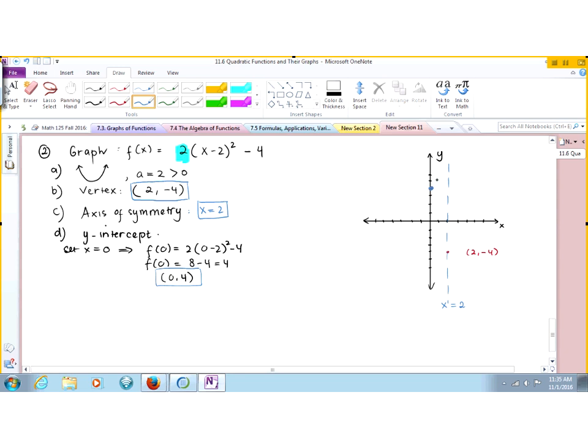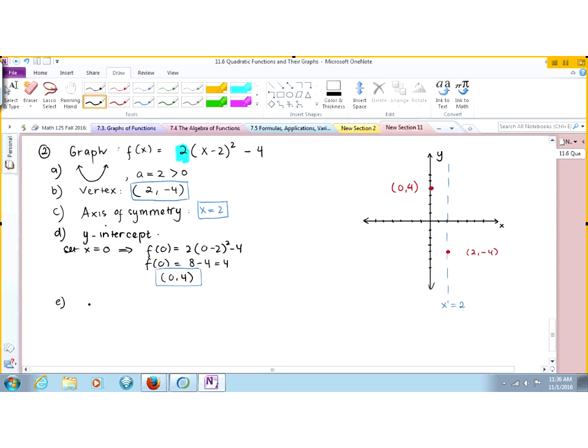So (0, 4). Where is (0, 4)? Oh, 1, 2, 3, 4 here. Oh, I'm using red. Am I right or not? So 2 times 4 is 8, right? 8 minus 4 is 4. Okay. Good. Now, do we want to find the x-intercept? This is optional. We could try, but then we probably don't need to. So let's just skip it.